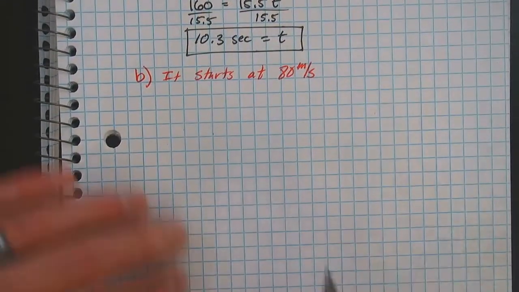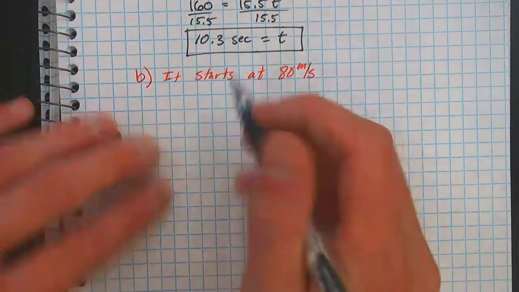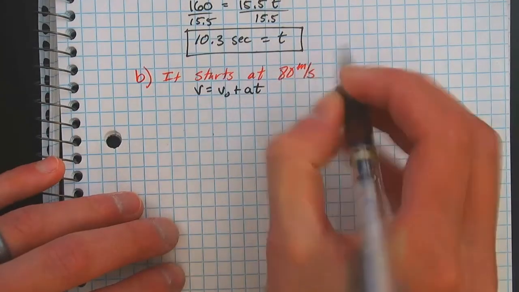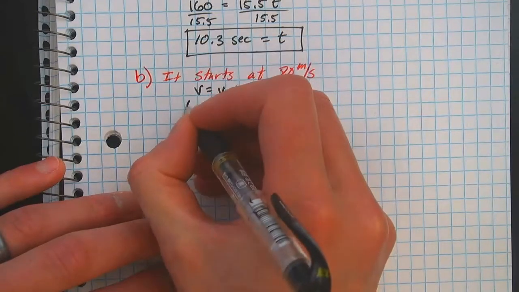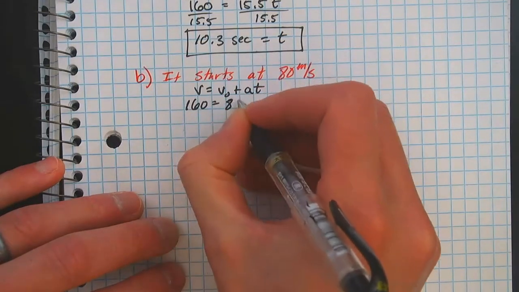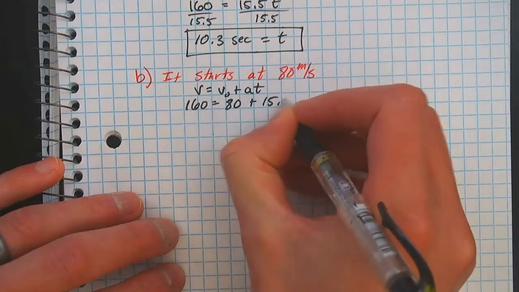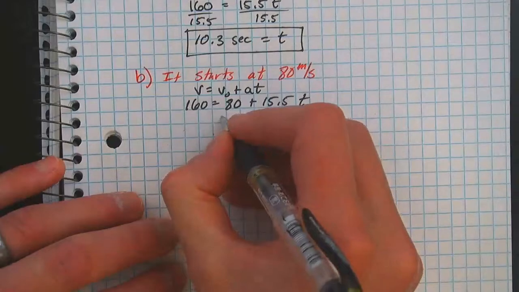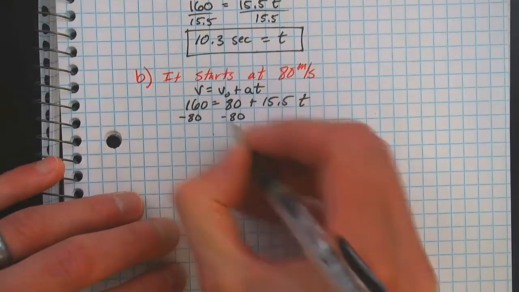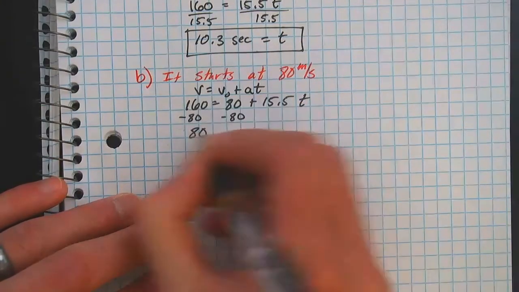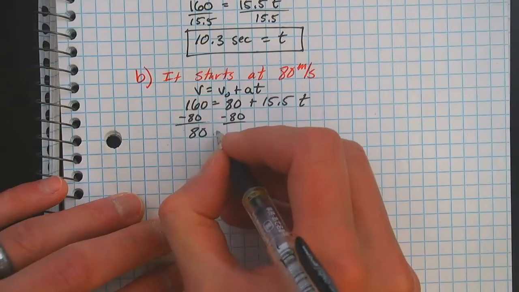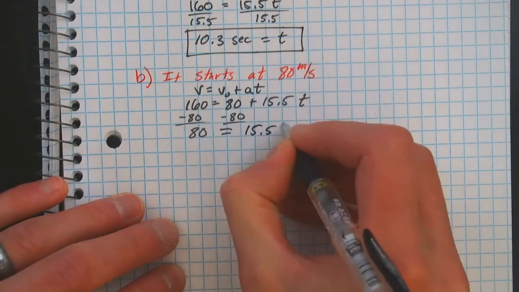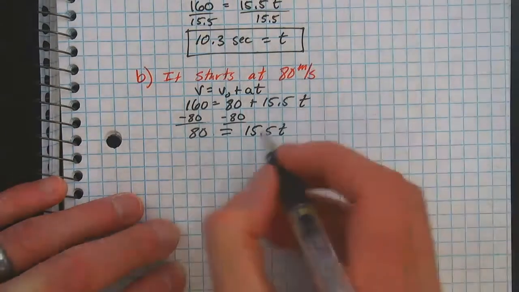Okay, looking at the next one, it's basically the same idea, except that now it's given us an initial velocity. So we'll just go ahead and write out the equation again. Our final velocity is still 160, the difference is our initial velocity is 80 this time. That provides us one extra step, which is to subtract the 80 from both sides. So that's going to give us 160 minus 80 is 80.